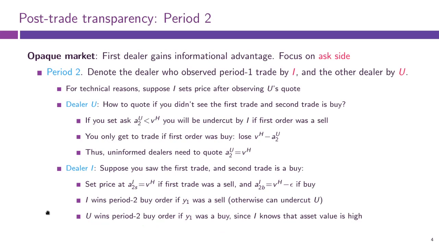Now let's look at the opaque market, where things were actually quite involved. So we did assume for technical reasons that the informed dealer will set the price after observing the uninformed dealer's quote, because otherwise the equilibrium might not exist, or will have to be in mixed strategies. So this is a simplifying assumption. And here, obviously, the informed dealer is the one who got to observe the period one trade, and the uninformed dealer is the one who did not get to see the period one trade.